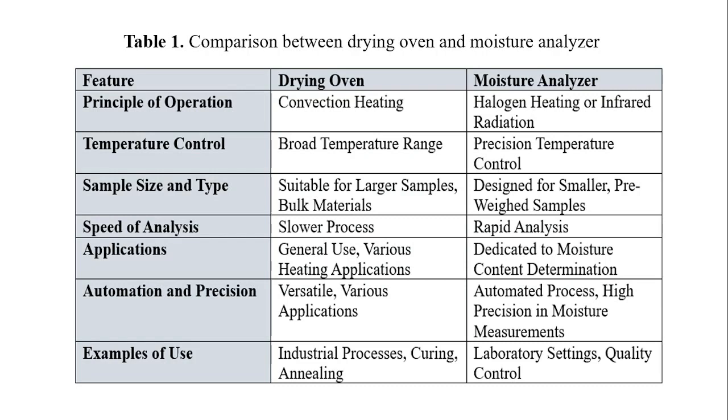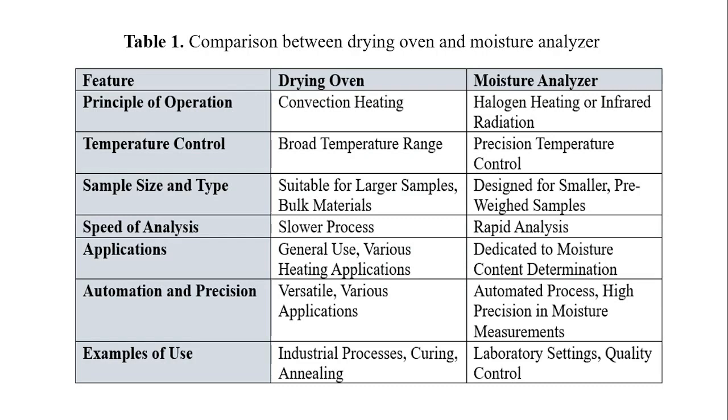Here we can see the basic difference between drying oven and the moisture analyzer. In drying oven, heating is provided through the process of convection, and in moisture analyzer, halogen heating or infrared radiation is used. In drying oven, a broad range of temperature is used, but in moisture analyzer, precise temperature can be employed for the process. Drying oven is suitable for large samples, but moisture analyzer is only used for smaller weight samples.